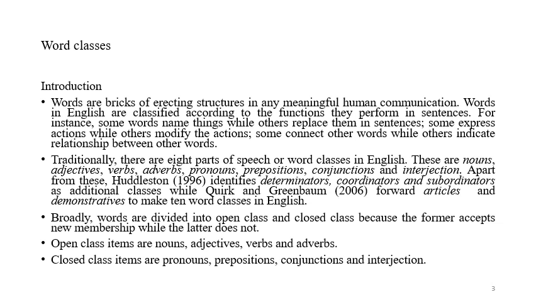What this means is that there are debates among scholars of what makes up parts of speech. Some add determinators or coordinators and subordinators as additional ones, apart from the 8 parts of speech we know. But generally speaking, there are 2 divisions as far as word classes are concerned. These are what we call open class and closed class items. Open class items are called so because they accept new members, while closed class items do not accept new members.